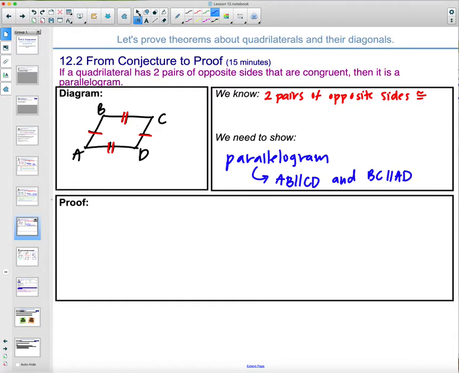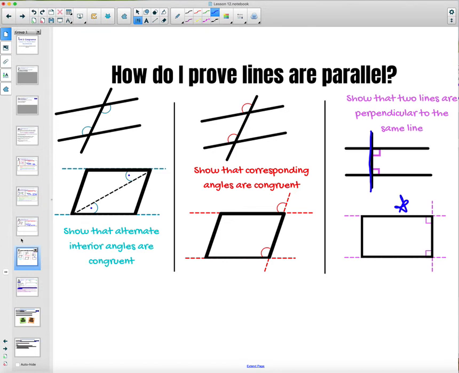So how are we going to do this? Okay, so we have to prove parallel lines, and remember the ways that we can do parallel lines were the corresponding angles, alternate interior angles, or both perpendicular to the same line. So in this case, we don't really see any angles yet.